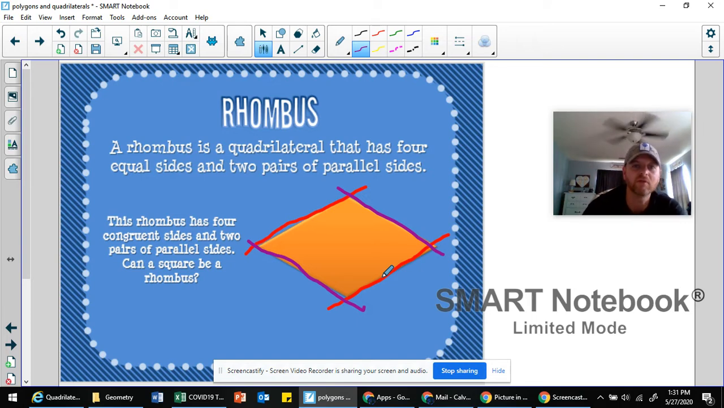All 4 sides are the same length, and it has 2 pairs of parallel sides. So this rhombus has 4 congruent sides and 2 pairs of parallel sides. Can a square be a rhombus? Think about this. A rhombus has 4 equal sides. Think about a square. And a rhombus has 2 pairs of parallel sides. Think about a square. Can a square, or is a square also a rhombus?